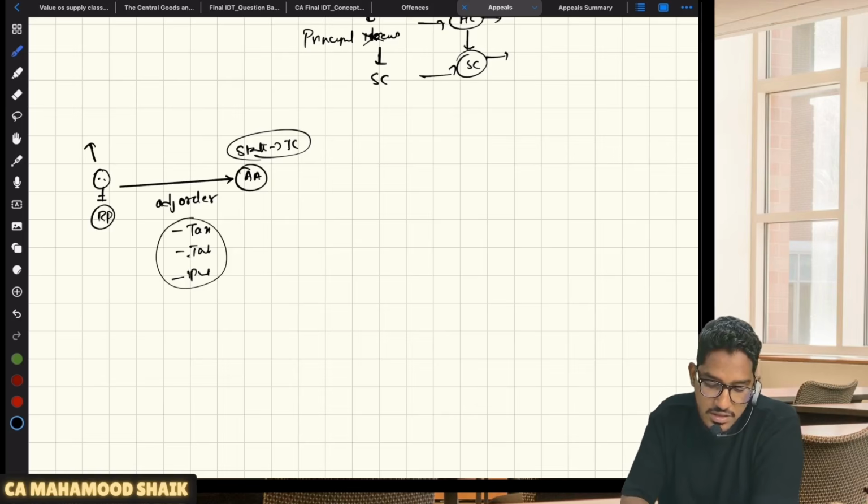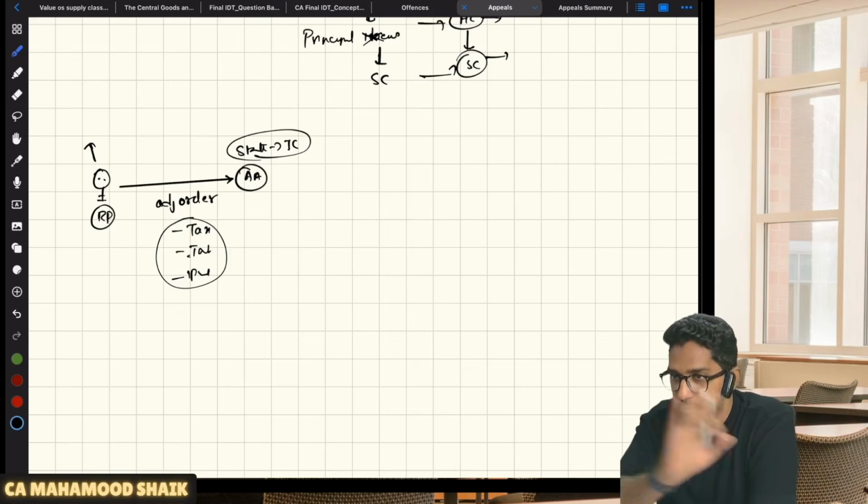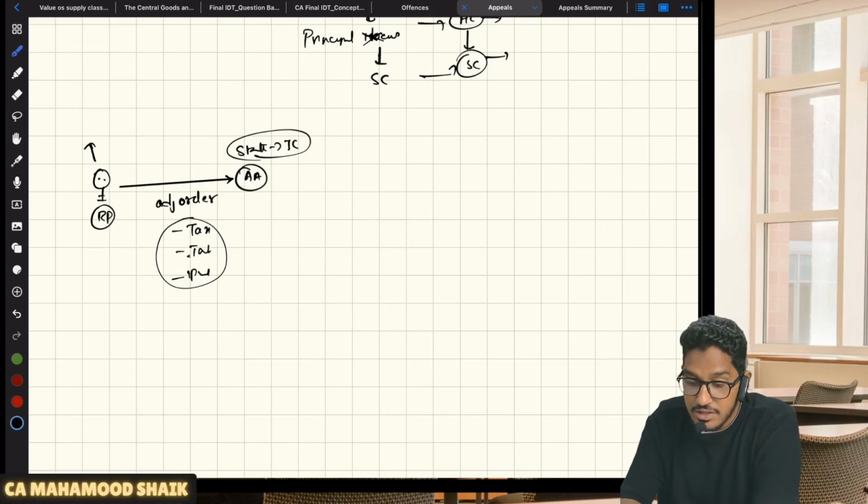Everything has been mentioned in the order. Now this person is not challenging it. The department is also not challenging. The adjudicating officer is also not challenging. No one is challenging. Both are happy. Now in GST, one mechanism is there. Some other jurisdictional adjudicating officers will be there. This one is a state level joint commissioner.